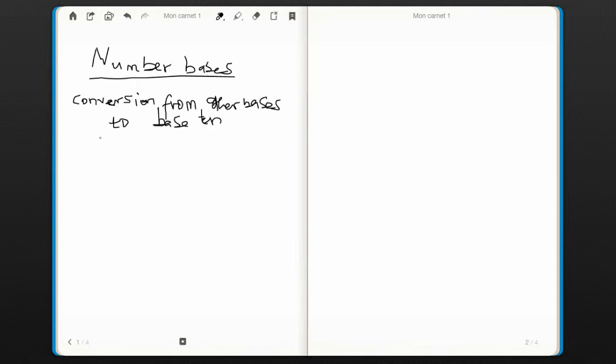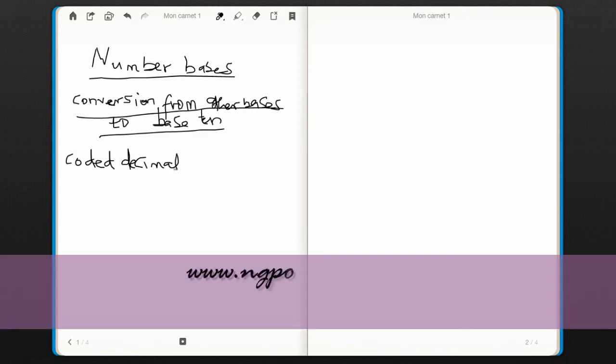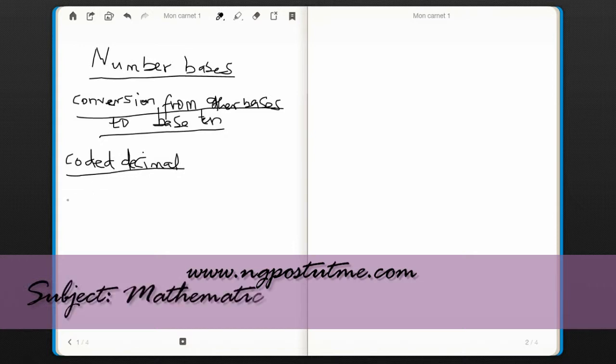The method we are using is called the coded decimal method. In the coded decimal method, you are expected to generate a code for all the bases in base 10, so that if you need to do conversion, you can easily use the generated code. How do we generate the code?